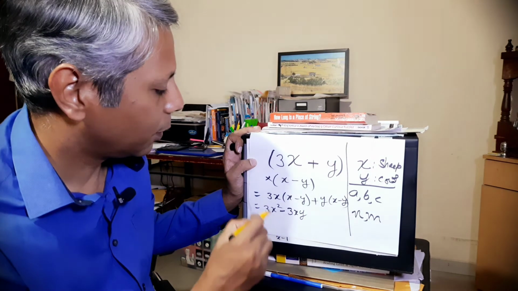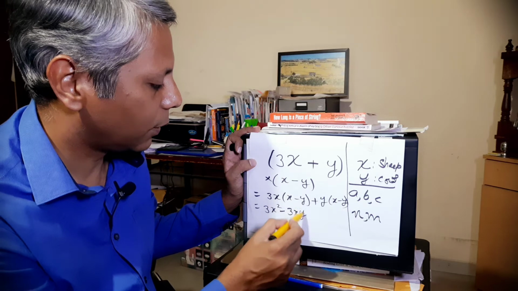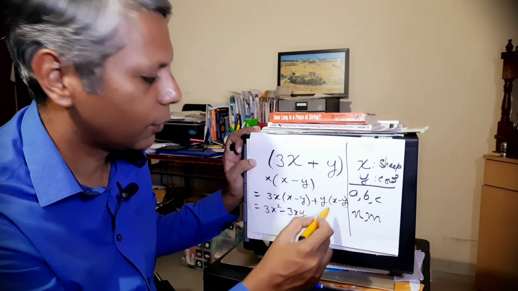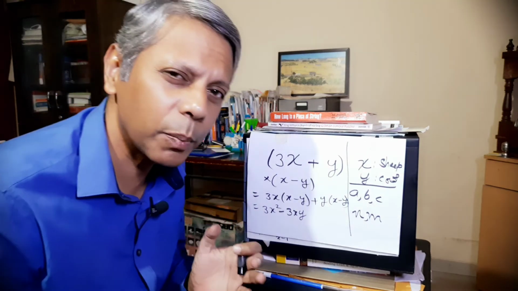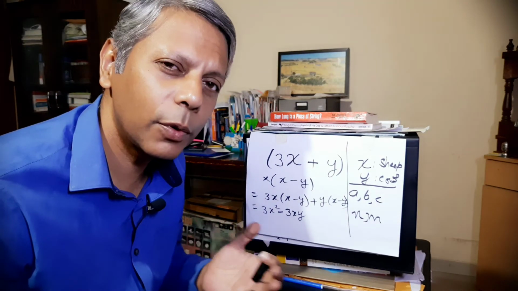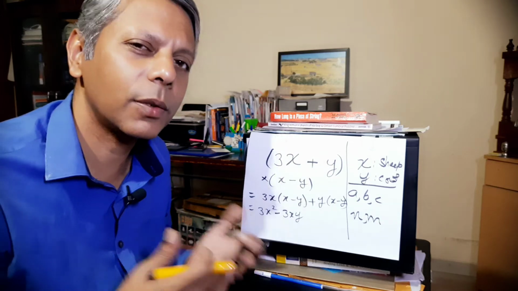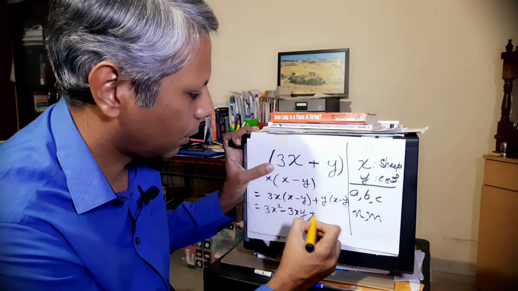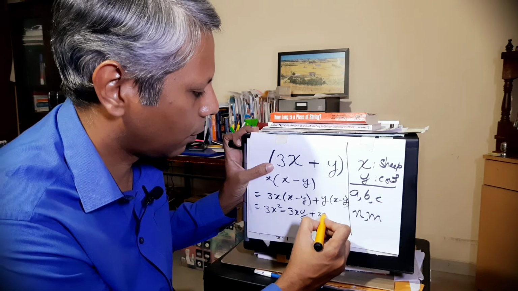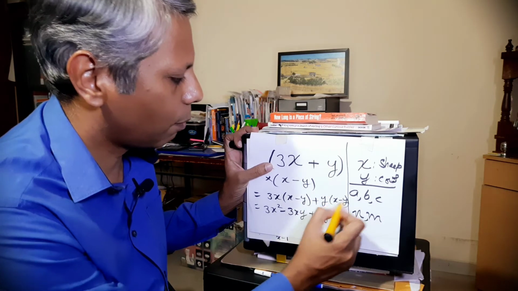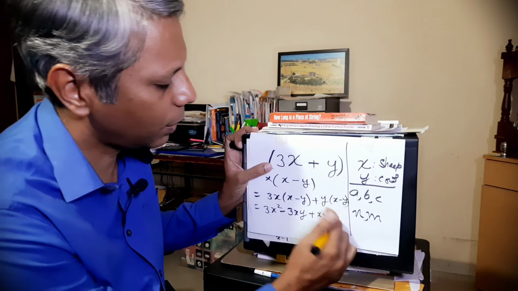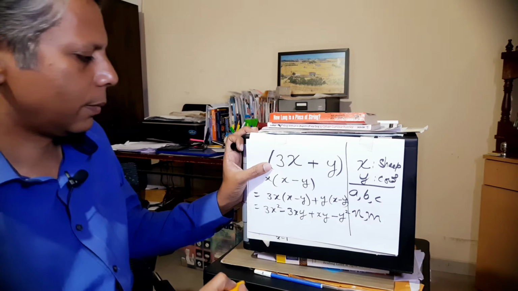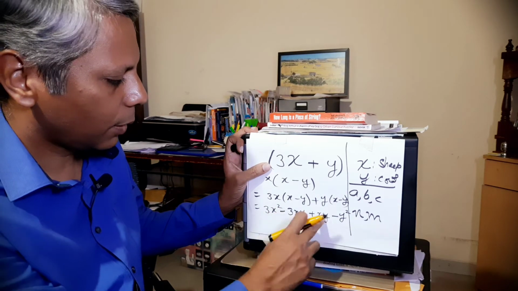See, about like terms, x into y is different from x square. And there you have y into x, which is the same as x into y. It's just like numbers. It's 7 into 4 is same as 4 into 7. So x into y is same as y into x. So plus x into y, and y into minus y is minus y square. Here you see these are like terms.